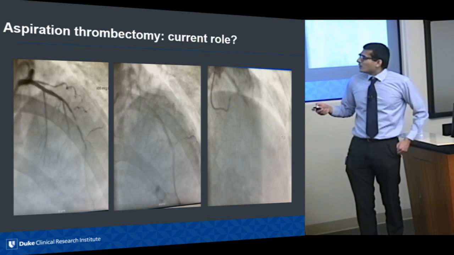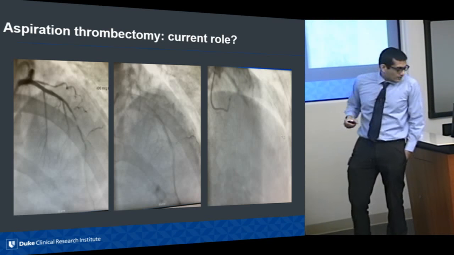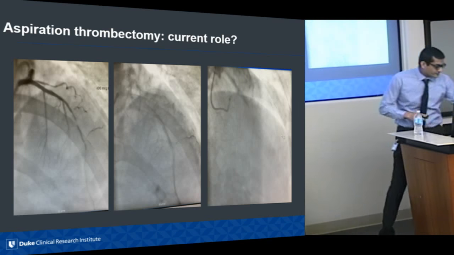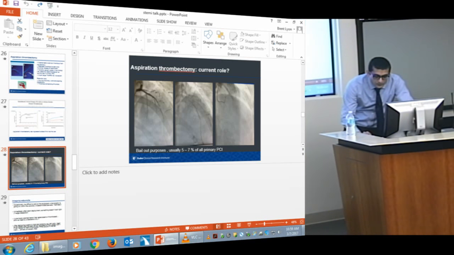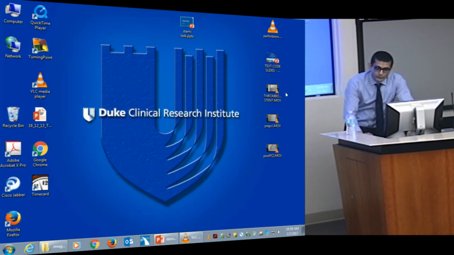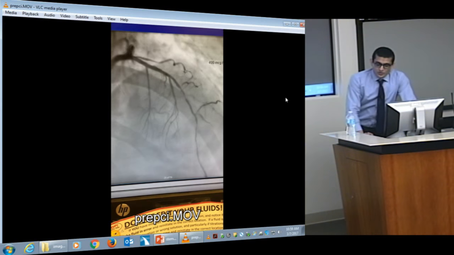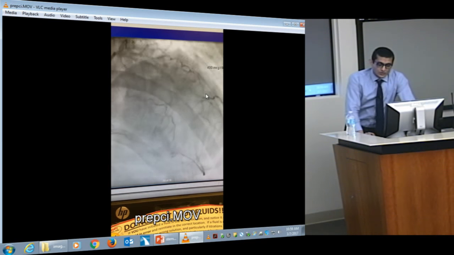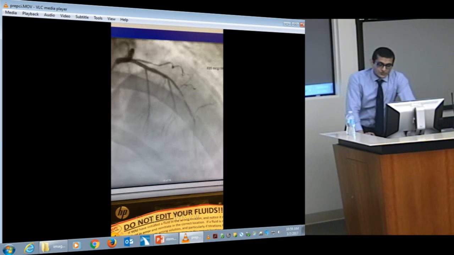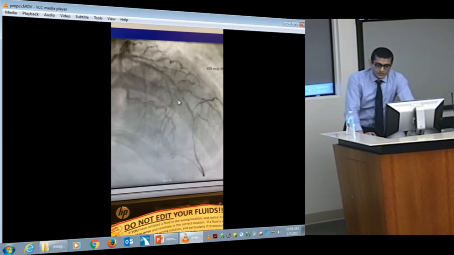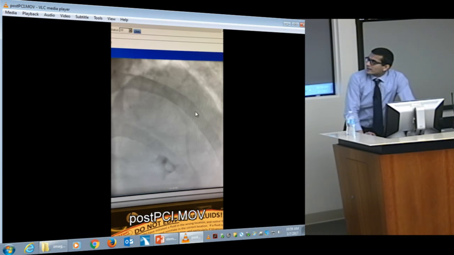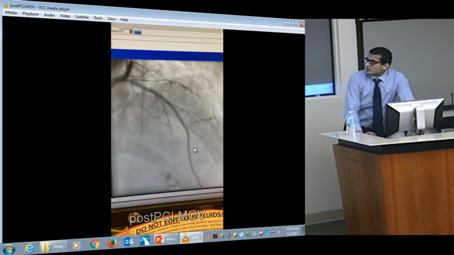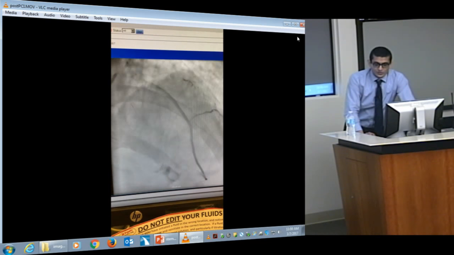And so what's the current role for thrombectomy? So we essentially use it for bailout. This was a patient that essentially came in for stable angina, had significant stenosis here and further down here. Got a stent, multiple stents, looks fairly good after the procedure.